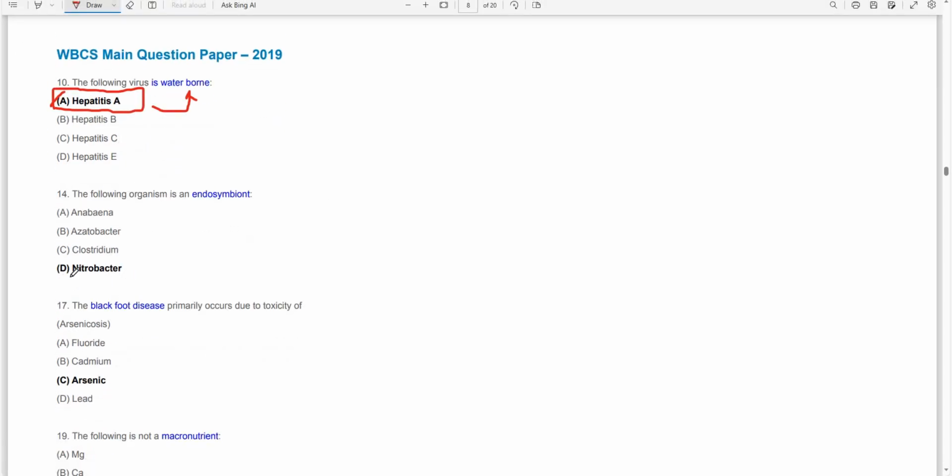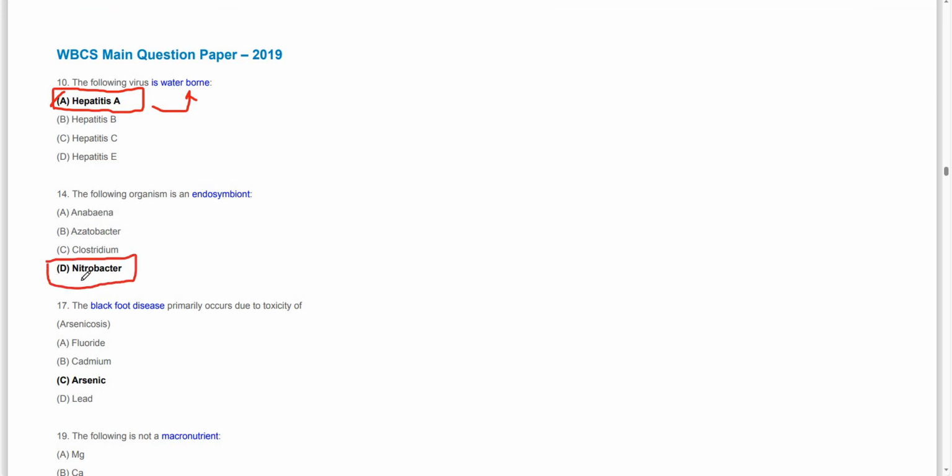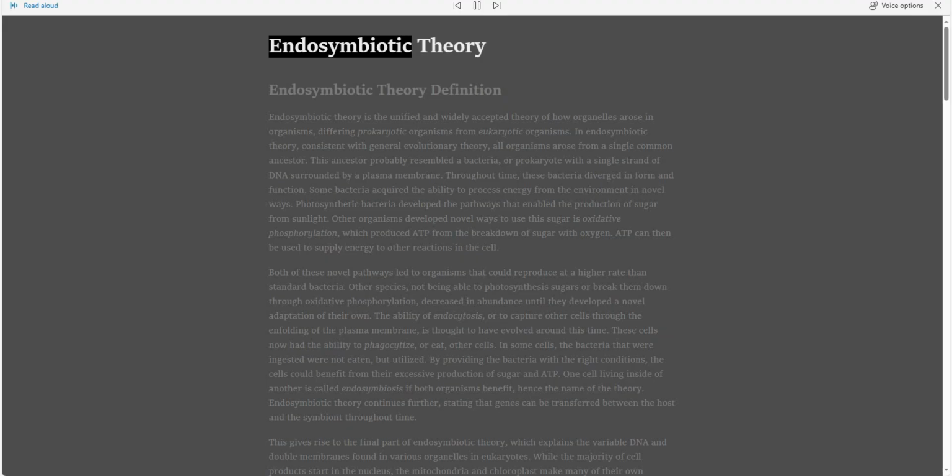Nitrobacter, not nectar. Nitrobacter is an endosymbiont. So Nitrobacter, N-I-T-R-O, Nitrobacter, is an endosymbiont. Now what is an endosymbiont? Endosymbiotic theory definition.